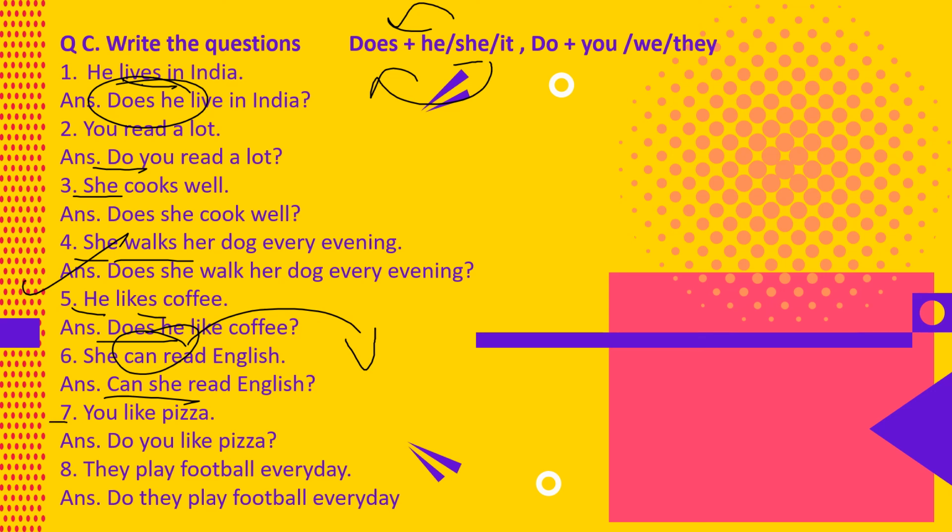Next one comes up is, you like pizza. Even I also like pizza. So the answer will be, do you like pizza? Why do? Because we use do with you. Now comes, they play football every day. The answer will be, do they play football every day? Here they have forgotten to add the question mark, but we will not forget to add the question mark. So here it is. Now it becomes, do they play football every day? Question mark. Yes, of course.